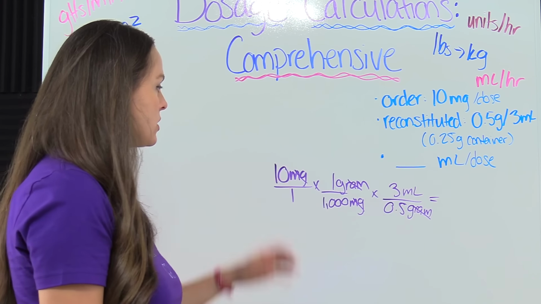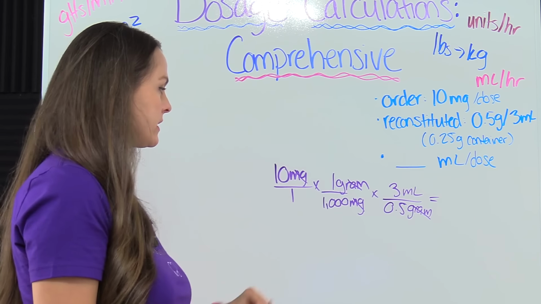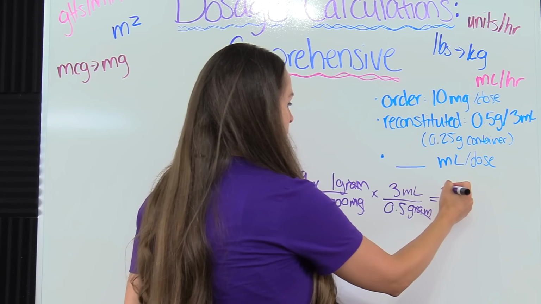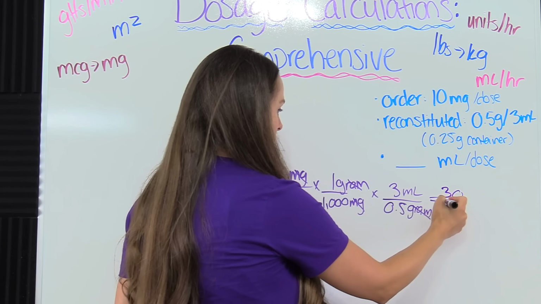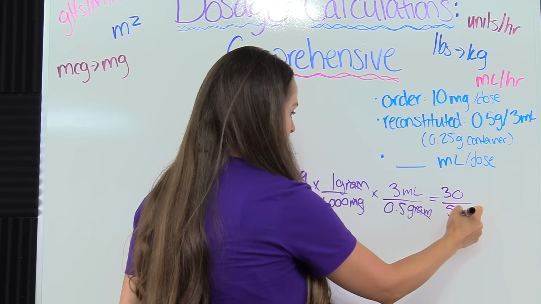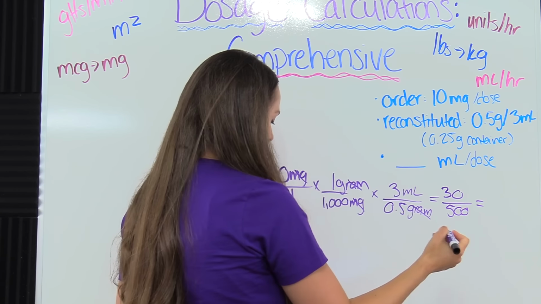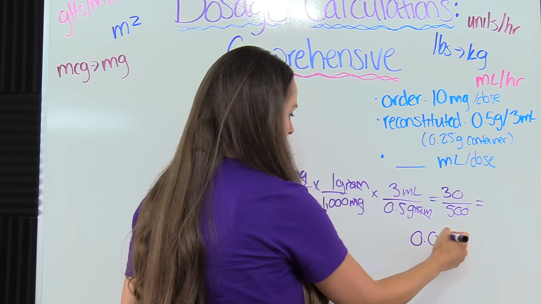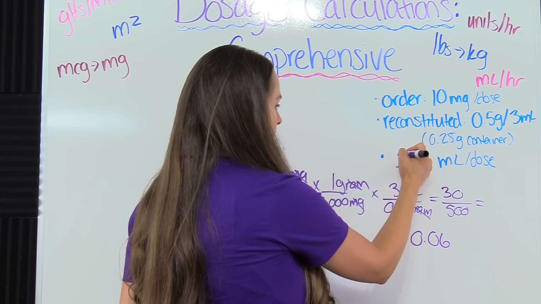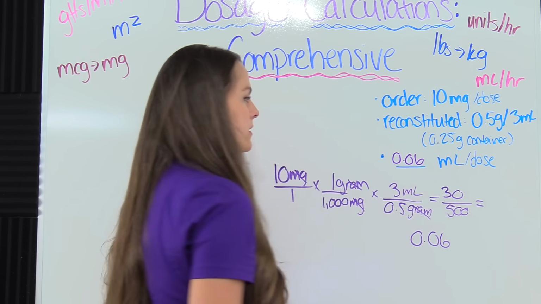So now whenever you multiply everything at the top and the bottom, you're going to get 30, and then on the bottom that would be 500. And 30 divided by 500 is 0.06. So we are going to give 0.06 mLs per dose.